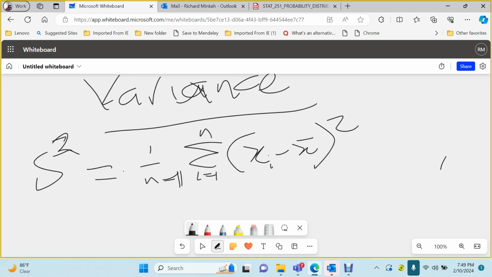Because it is a sample. Yes, I said it's sample variance, so I know it's a sample. Because you want to leave room for error. You want to make room for error. Okay. You said something. Who else?